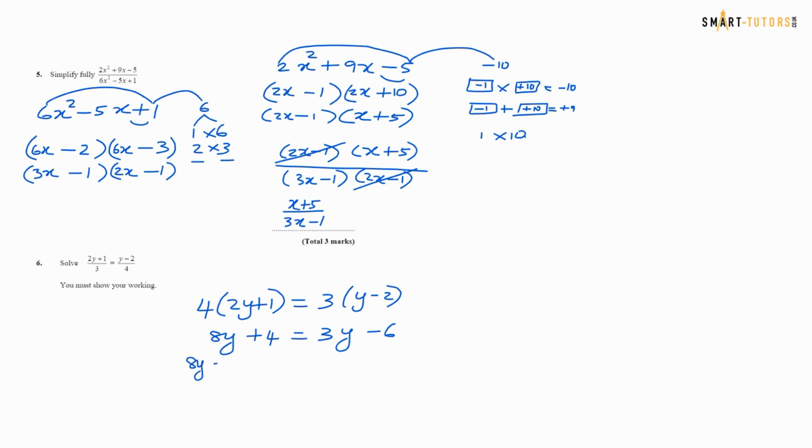So 8y minus 3y equals minus 6 minus 4. Minus 6 minus 4 is minus 10. 5y equals minus 10. So y equals minus 2. That is our answer for question number 6.